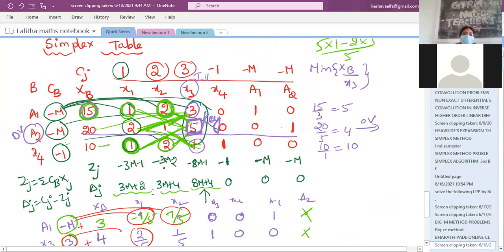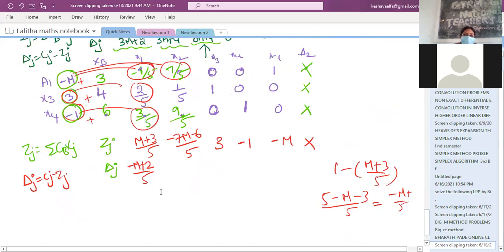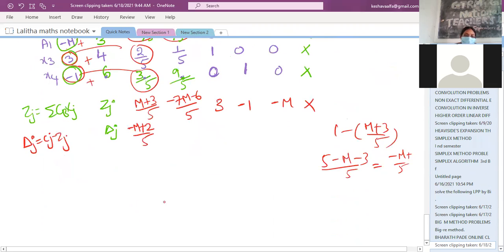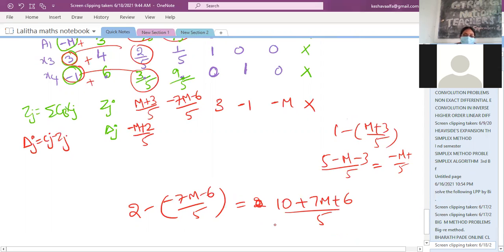Second value: 2 minus of minus 7M minus 6 by 5. LCM is 5, so we get 10 plus 7M plus 6 by 5, that is 7M plus 16 by 5.